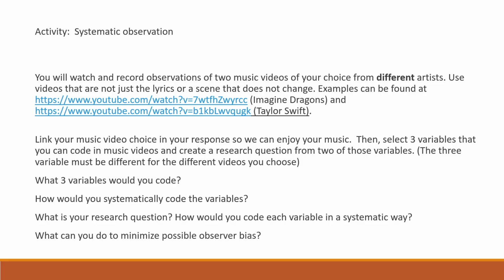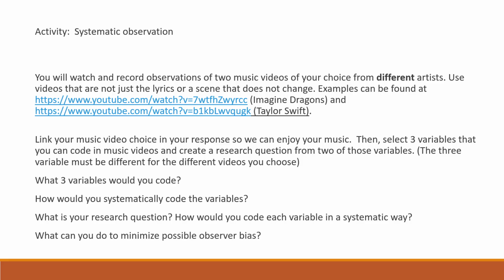Link your video of choice in your submission so we can see what you picked, and select 3 variables that you can code in that video. This might be tempo, facial expressions, positive emotion, and so on. Choose 3 for one video and a different 3 for the other. Then create a research question and decide how you would code each variable in a systematic way.